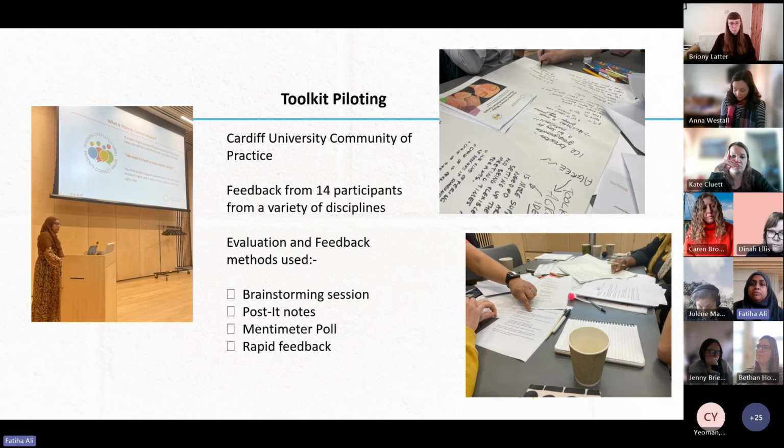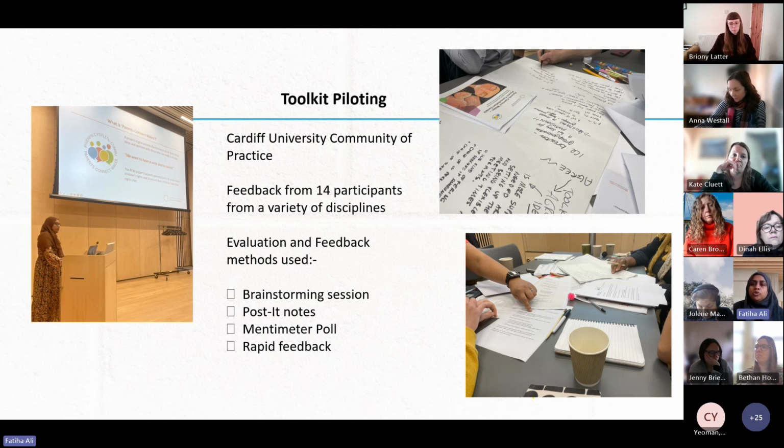So we had 14 participants from a variety of different backgrounds. So this could be researchers, students, people from the third sector and people from the public sector as well. So a wide range of people had a chance to use this and give us their thoughts on the toolkit.